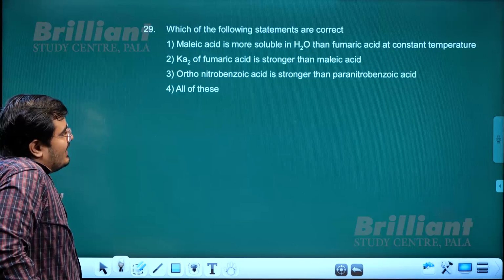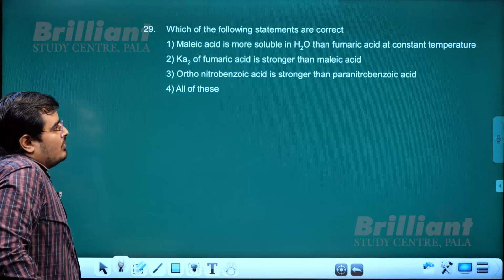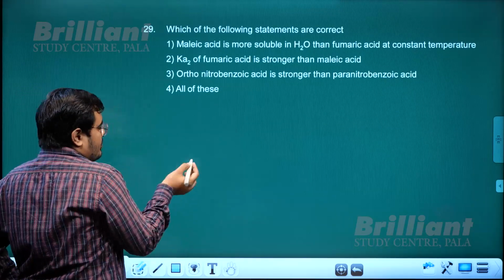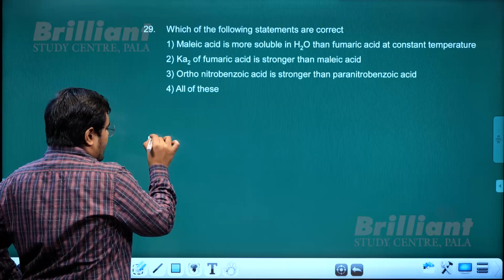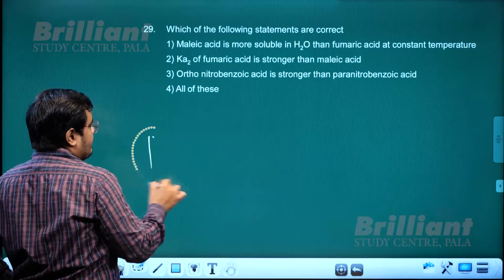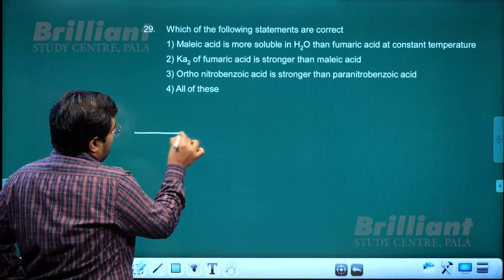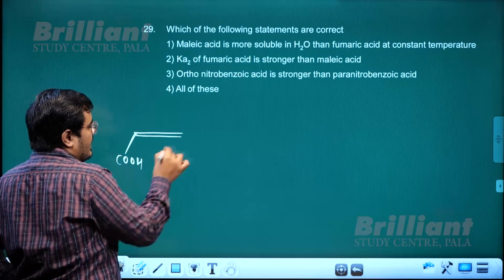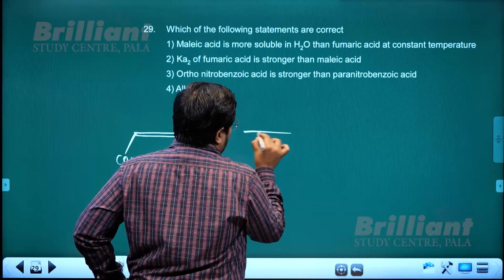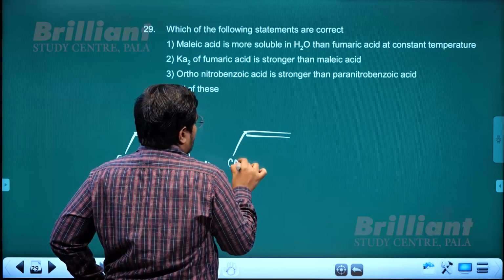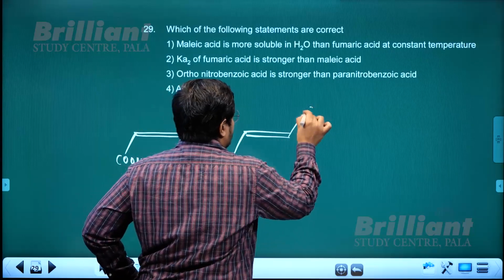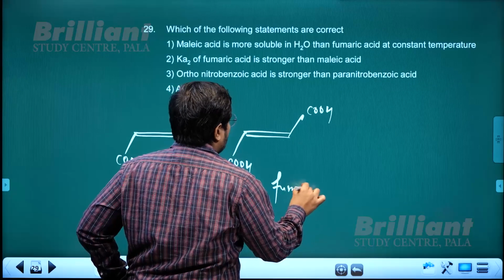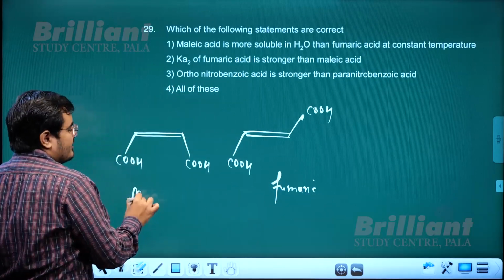Next is malic acid is more soluble in H2O than fumaric acid at constant temperature. So first you should know that malic acid and fumaric acid are actually geometrical isomers of each other. Malic acid happens to be the cis dicarboxylic acid, the trans dicarboxylic acid is your fumaric. So this is fumaric and this is malic acid.